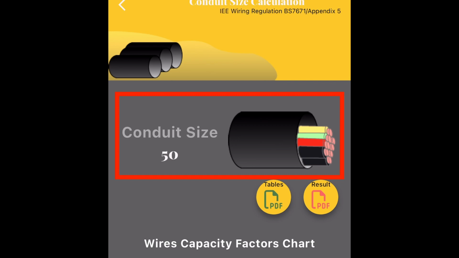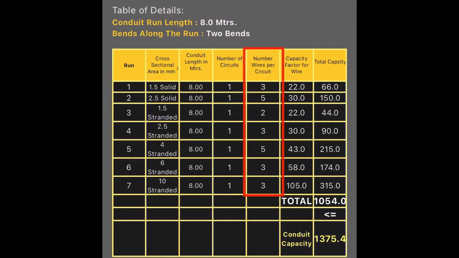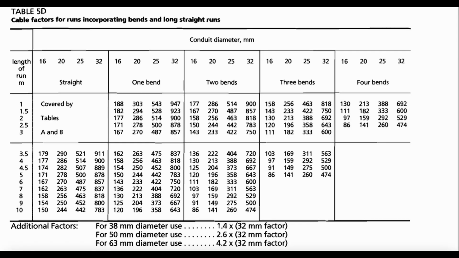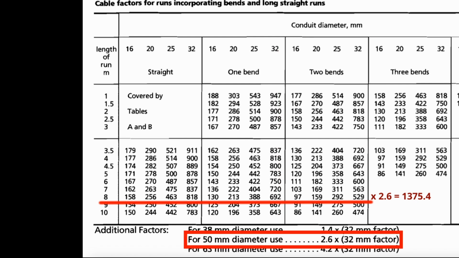To understand how it is sized, refer to the table below. Total capacity is calculated by multiplying the number of wires per circuit and the capacity factor of the wire. The total capacity factor from the summation above equals 1054. Therefore, refer to Table 5D in Appendix 5 of the guidebook to find a conduit size with a capacity factor equal to or greater than this value. Considering an 8-meter conduit length with 2 bends along the run, the suitable size is a 50-millimeter conduit with a capacity factor of 529, capacity factor of the 32 millimeters conduit, multiplied by 2.6, resulting in 1375.4.